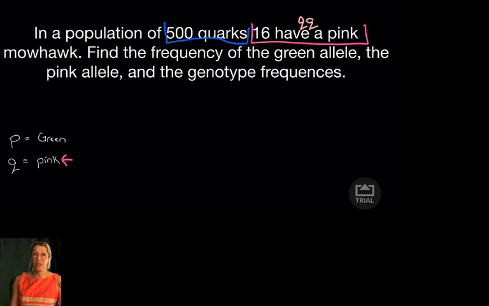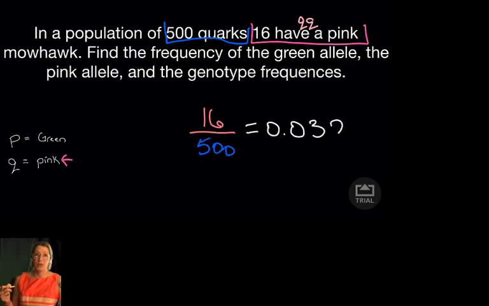This is recessive. We know pink is recessive. If these individuals have a phenotype, they're demonstrating this recessive trait, then we know they have to be homozygous Q. We also know that there are 500 total quarks. Well, what do we do with this information? We take our 16 individuals out of our 500 individuals and we get our frequency of pink individuals in this population.